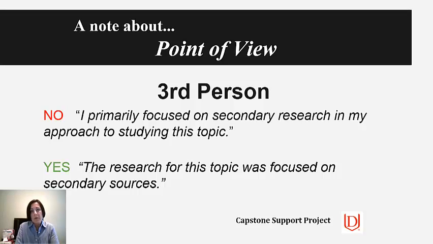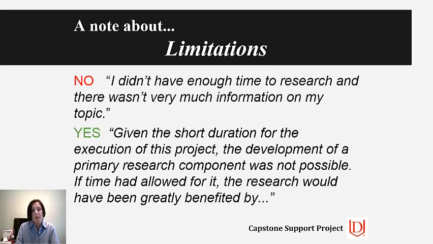A note, then, about point of view. One of the things that's easy to do in methods is to focus on yourself and that it's your research. The goal here is just to get "I" out of there always. So if you primarily focused on secondary research in your approach to studying a topic, simply say the research of this topic was focused on secondary sources, or was focused on primary resources, and this is the information that was gathered. You're just making sure that "I" doesn't enter into your paper. This is an academic paper, nor does "you," even though it's written in somewhat of a narrative fashion. The first person needs to go out of there.